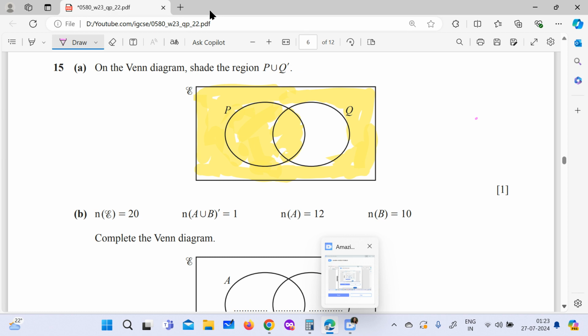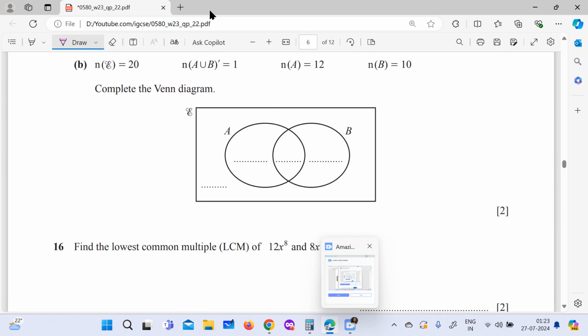Now the next part. It says that total number of elements is 20. So already it is given total number of elements is 20, and then it says that the number in not A union B, A union B dash, is 1. So we know that A union B is represented here. So not A union B is 1. So 1 will come here.